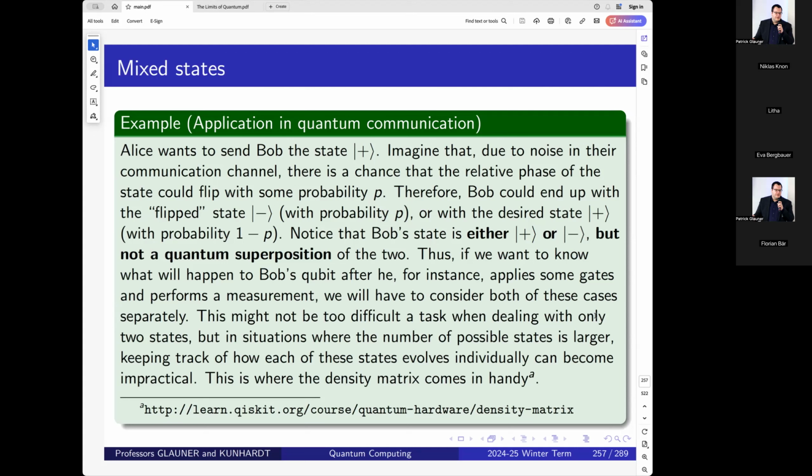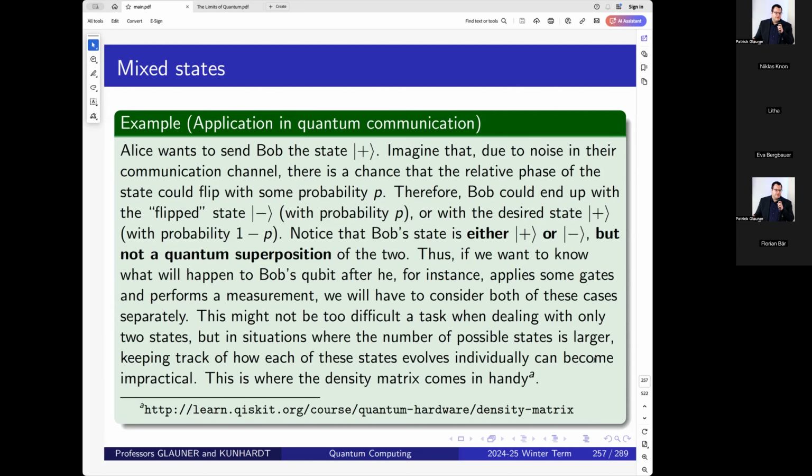And here the beauty is all of this can be described super easily with the density matrix. So you don't need to track individually all these different scenarios. Rather, the density matrix allows you to do this.